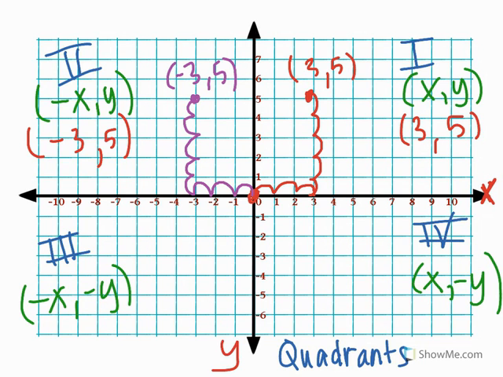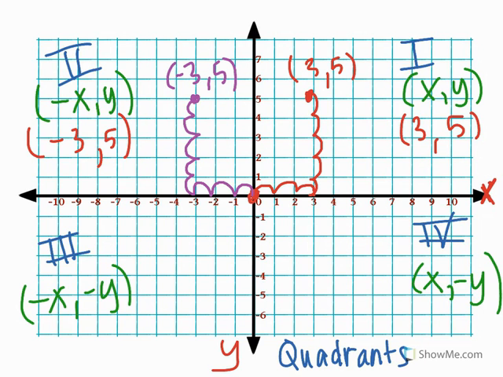Now I want you to pause this video and take a minute to think about where or how you could create coordinate pairs using positive and negative 3 and 5 that would go in quadrant 3 and quadrant 4. So pause the video and take a minute to think about that.